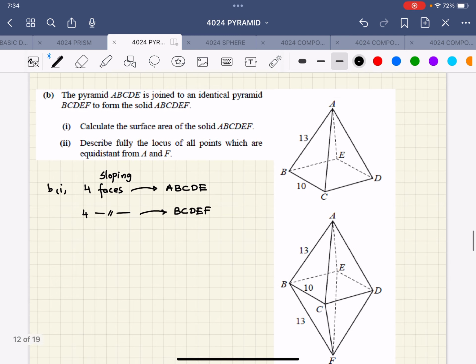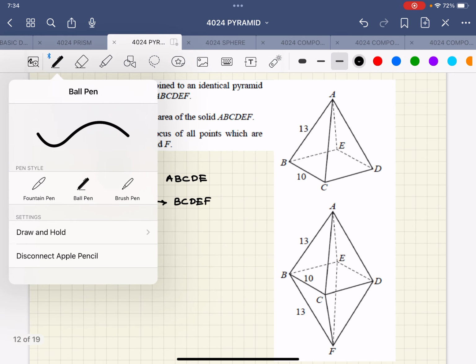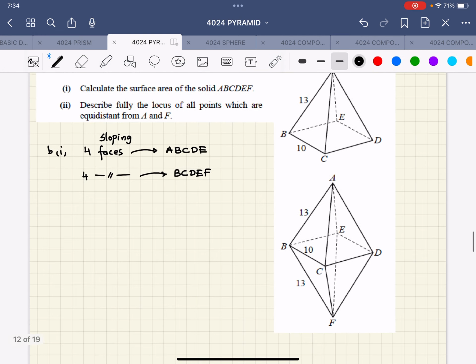BCDEF. When these two are joined, what is ignored? That is this thing, because it's no more a face. And this is like this figure. So there are 2 faces, and 2 faces, and 2 faces, and 2 faces. So there are 8 faces altogether. So the surface area is how much? That is 8 multiplying with the area of one face, which is 60. That is 480 centimeters square.